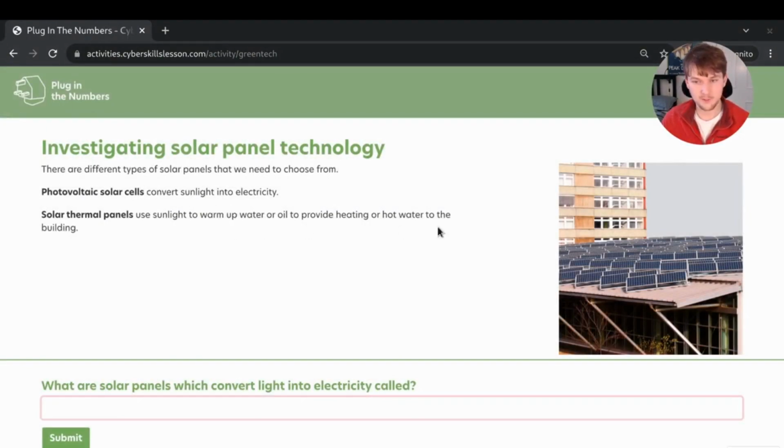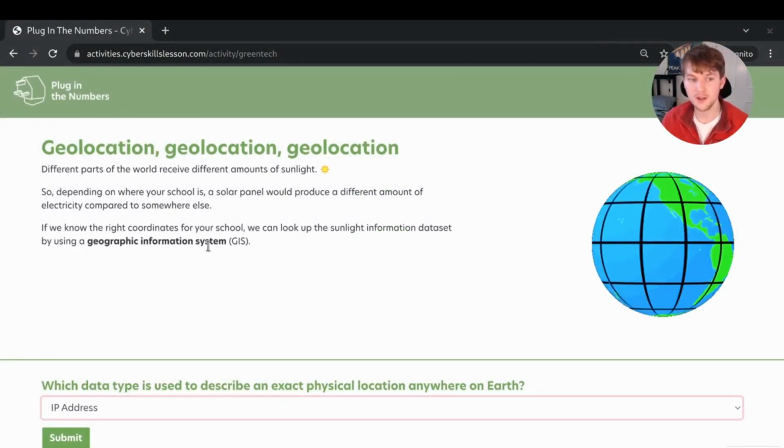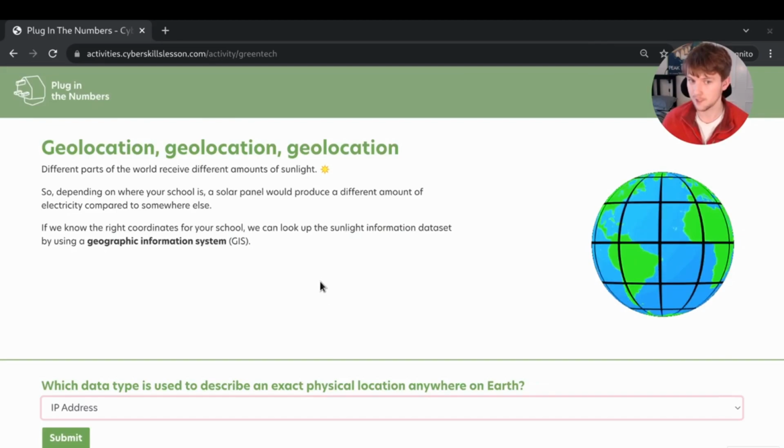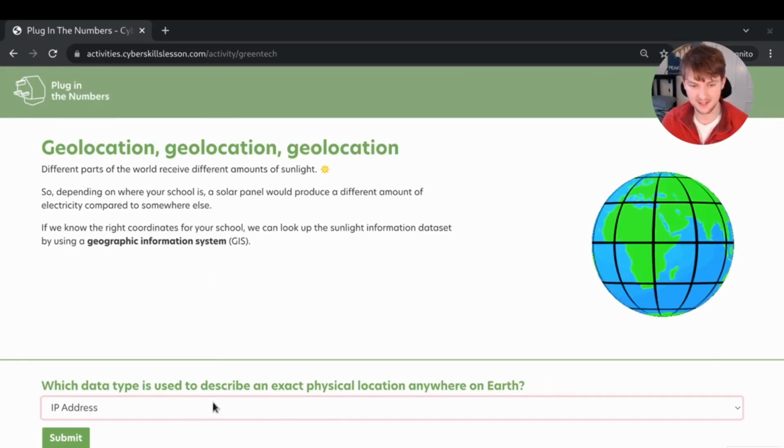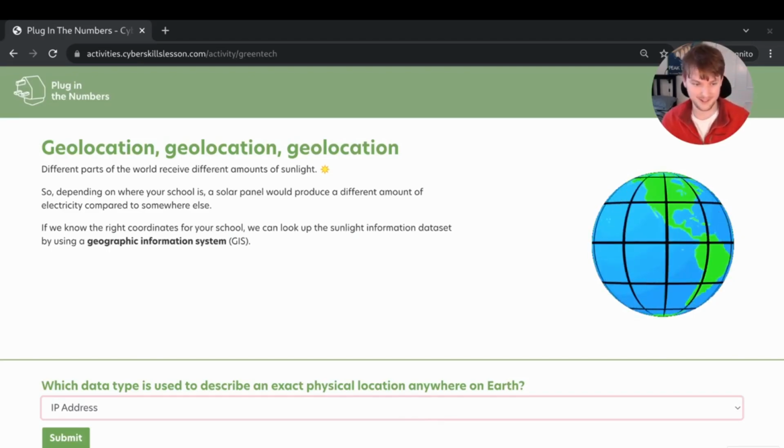Now, this question is talking about solar panel technology, and it's about doing some reading comprehension to understand the information being given. So, photovoltaic solar cell. So once again, it's a reading comprehension question. I'm going to read the information. What data type is used to describe an exact physical location anywhere on the Earth? This is the latitude, the across one, and longitude.